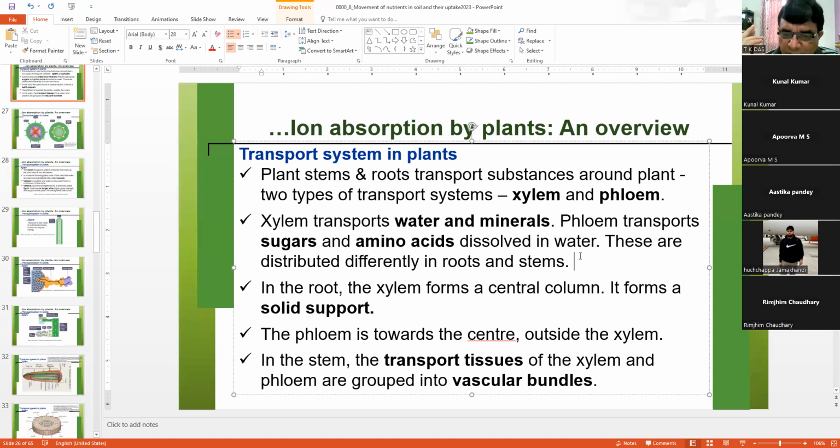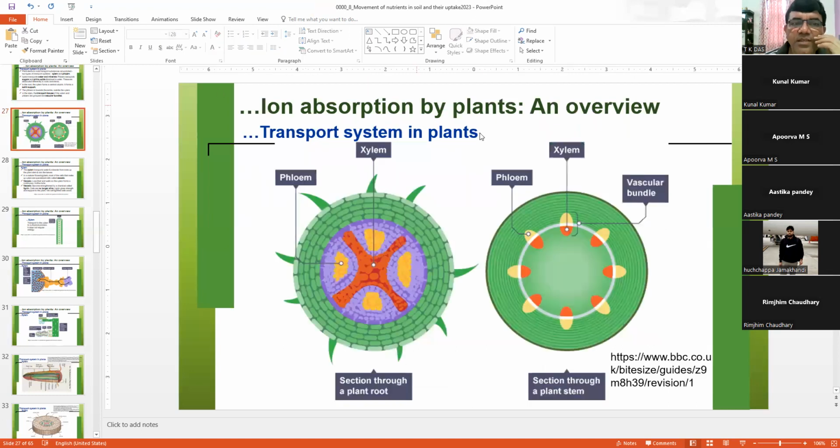If the transport tissues of the stem, the xylem and phloem, are grouped into bundles, they are called vascular bundles. The phloem is towards the outside and the xylem is towards the center. You know about these things since your high school, I think. So you can see the transport system in plants, very roughly, and pictures are there to give more clarity.